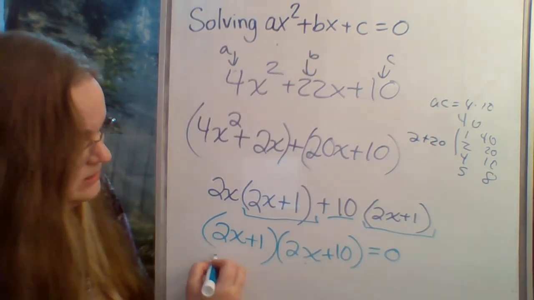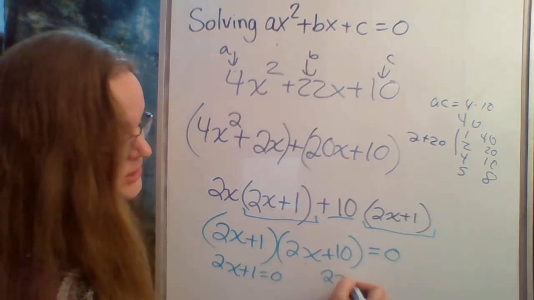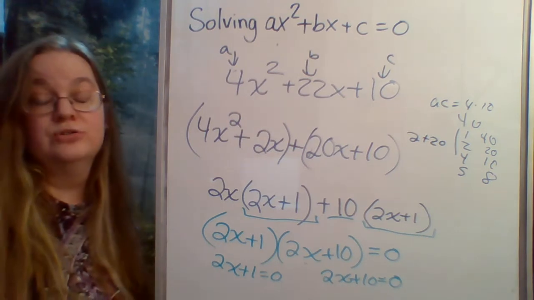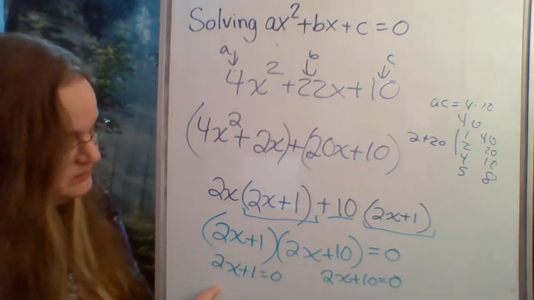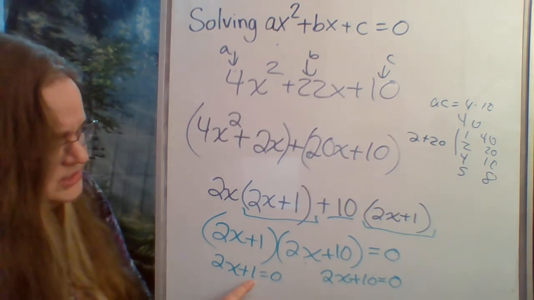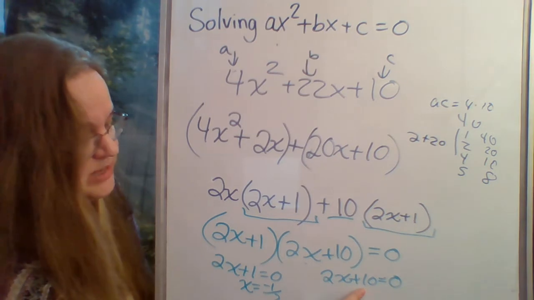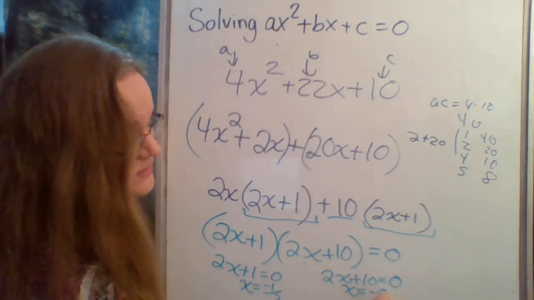And then from there, I'm just going to make each of the binomials equal to 0 because one of them has to be 0 if it's going to work out. If the product's 0, one of these two has to be 0. So I subtract 1 and divide by 2. So x equals a negative half. I subtract 10 and divide by 2, so x equals negative 5.